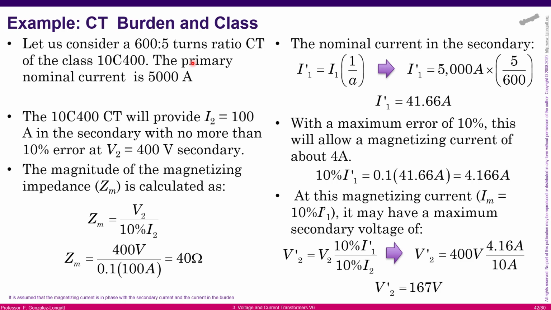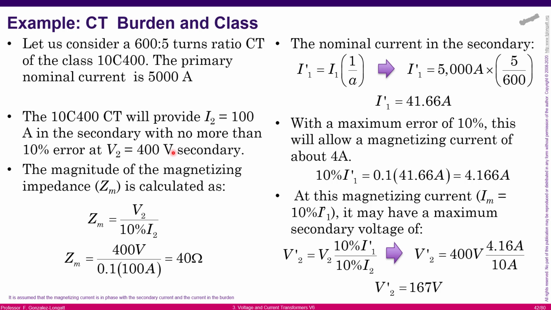Well, as you must be aware, the current at the secondary of this transformer is 100 amps, with less than 10% error, and the voltage on the secondary is equal to 400 volts. Okay, remember, this is coming from the definition of 10C400. That means there is less than a 10% error when we have 20 times the rated current on the secondary. I mean, 20 times 5 is 100, and the voltage is 400.